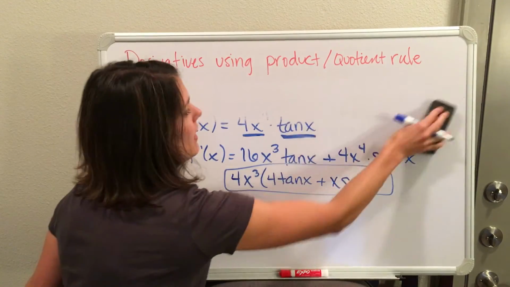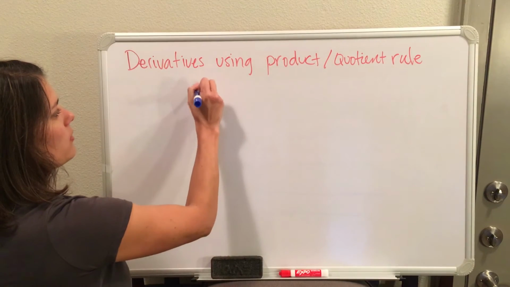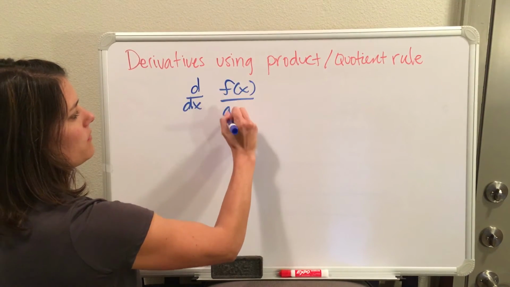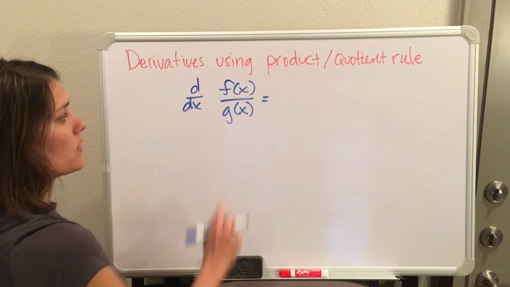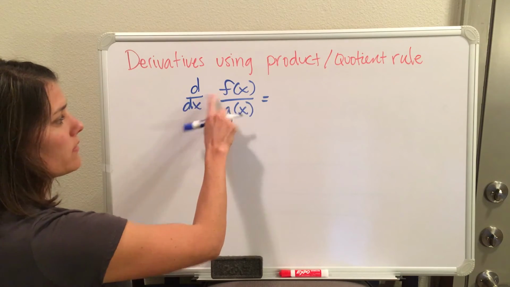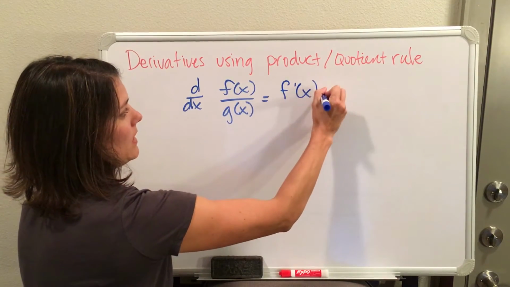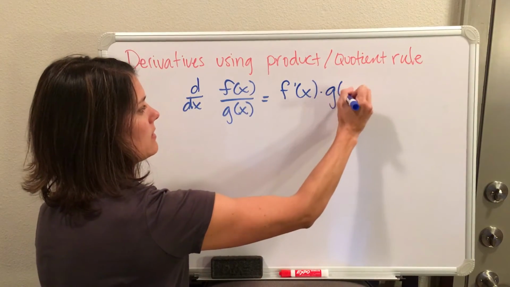Next, let's go over how to use the quotient rule. To do the quotient rule, that's when you have a function divided by another function. So what you want to do is take the derivative of the first function first, and then again you're just going to multiply it to your denominator and you don't do anything to it.